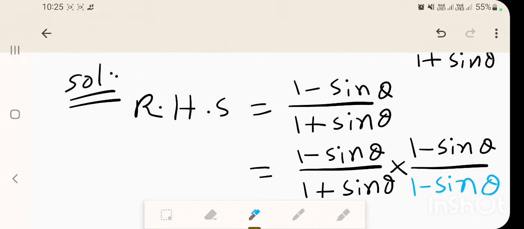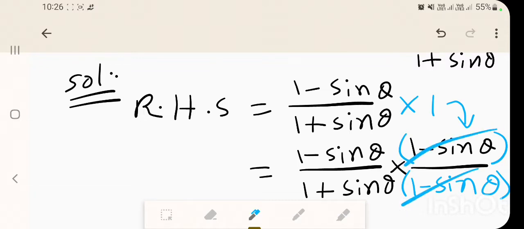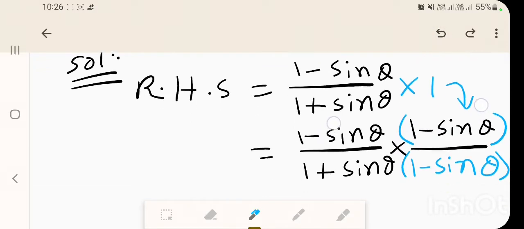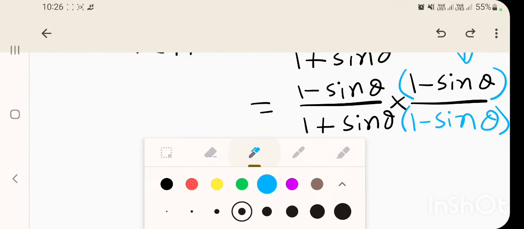So this is like if you multiply 1 minus sin theta by 1 plus sin theta with 1, there will be no change. In place of 1 we are writing it as 1 minus sin theta by 1 plus sin theta. If you cancel these two, we get 1 only. So here it will not have any effect if you multiply with 1.